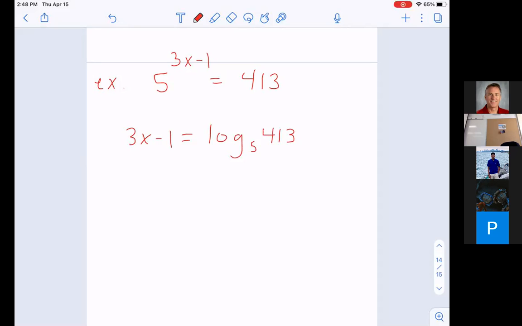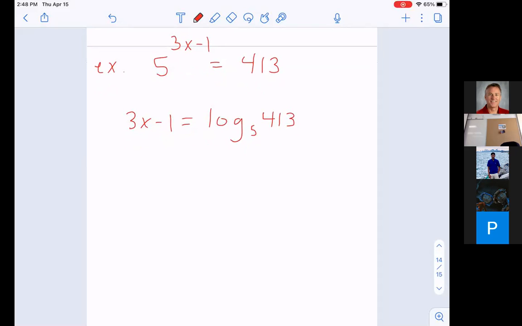And I'm going to leave it in this exact form. I have to solve for x, so I have to add 1 to the other side and divide by 3 on the other side. So my answer is going to be x is equal to 1 plus log base 5 of 413, all divided by 3. And that ugly looking mess is our exact answer.